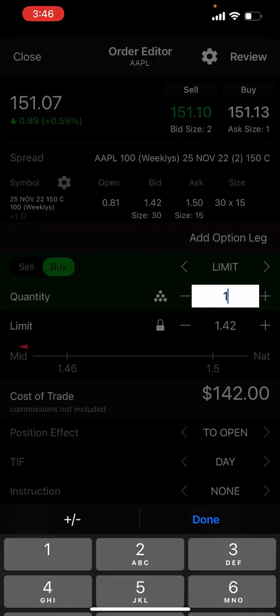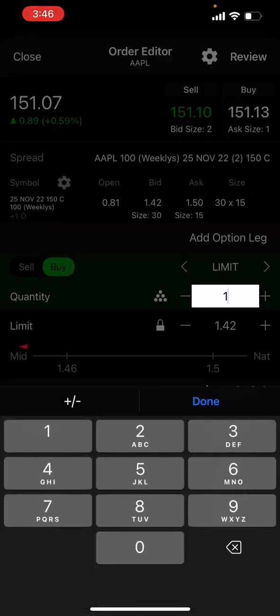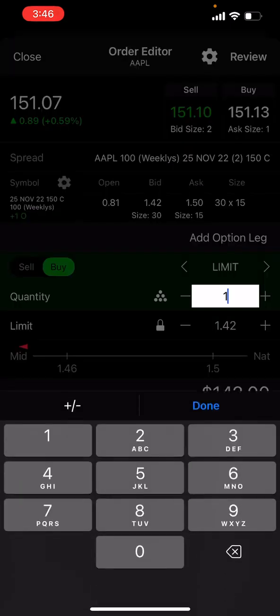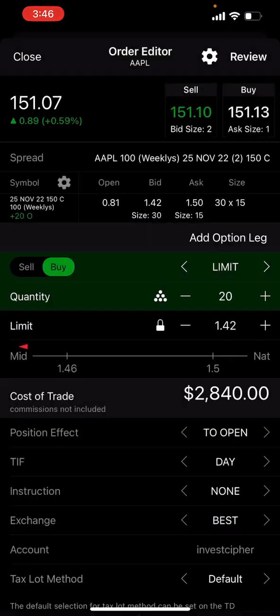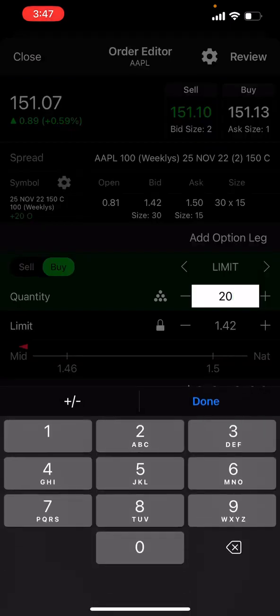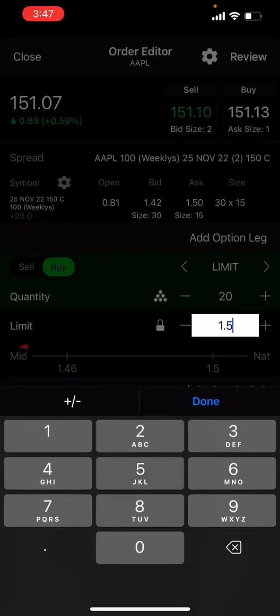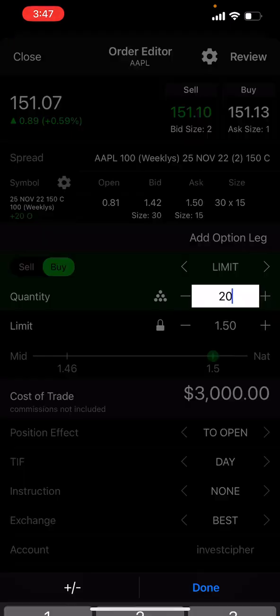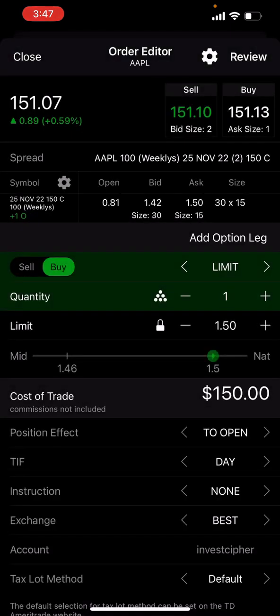This is very important. Say you're moving 20 contracts. If we get filled at 1.42 for 20 contracts, it's going to cost you $2,840. Now, if we were to get filled at 1.5 for 20 contracts, now we're paying $3,000. So you can see how that can add up the more contracts you get. But I definitely recommend when you're starting out, just grab 1 or 2 contracts, get your feet wet, get comfortable with actually placing orders and gaining consistent percentages.